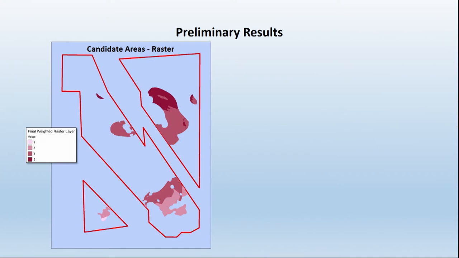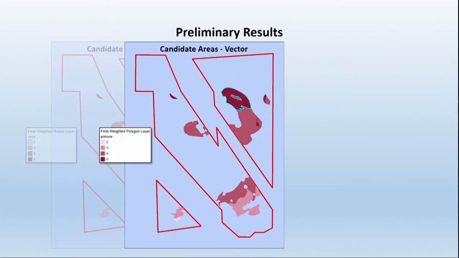2 through 5, with 2 being the least optimal areas, 5 being the most optimal areas, and then from that you would do a transformation to a polygon layer in which you could then begin to select areas that you want to investigate further. And so in this case, I selected the largest area with the highest weighted value, which is the one that's highlighted.